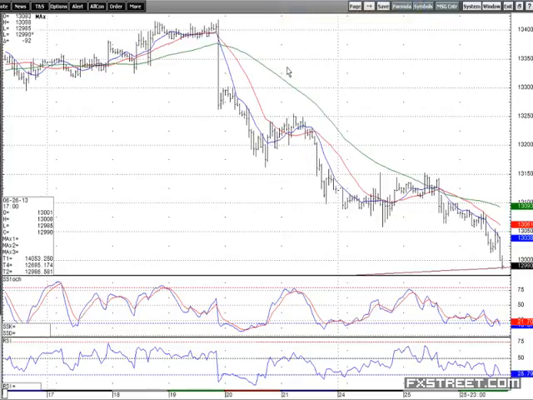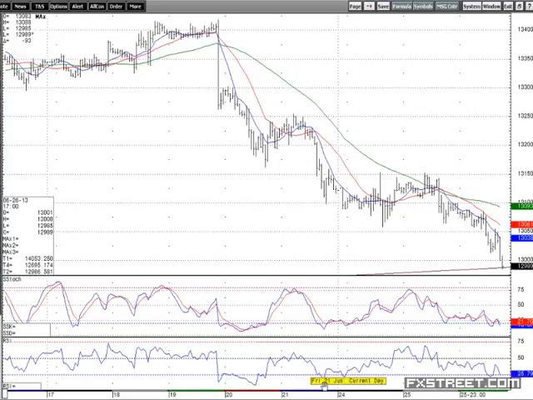I use the simple one, Boyke. I do look at the exponential, but I only look at the exponential for confirmation if I'm looking at a particular market that I want to trade quite a bit. So for me, I use the simple. It's always worked for me. There are so many moving averages out there now, it's quite scary.